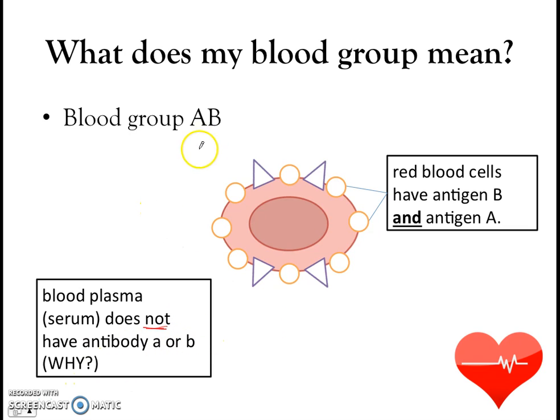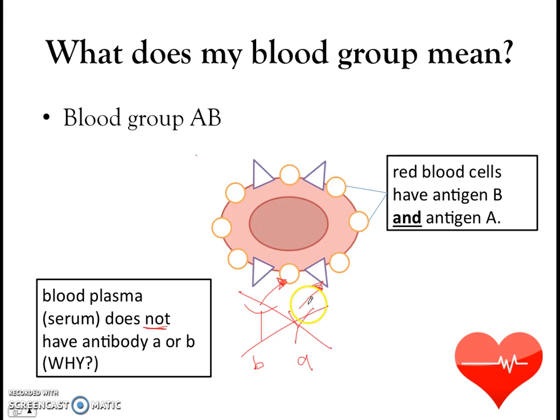Now why is this the case? Imagine if this person had antibody B and antibody A in his blood. What will happen is that antibody B will bind to antigen B, antibody A will bind to antigen A, and it would cause these red blood cells to clump together. Right? So if the person with AB had these antibodies in his blood, then basically the antibodies will attack his own cells and cause them to clump together. So that is why a person with blood group AB does not have antibody A and B in his blood.